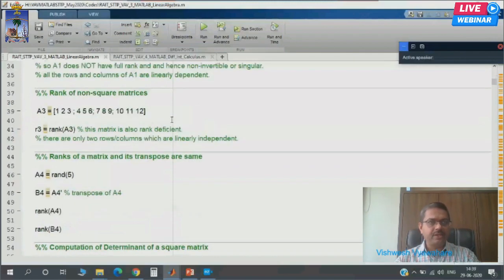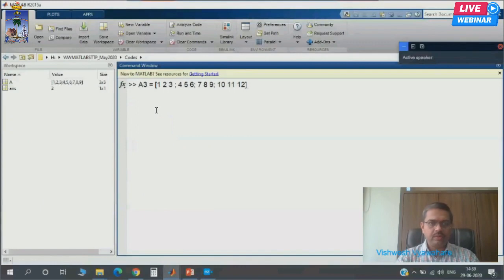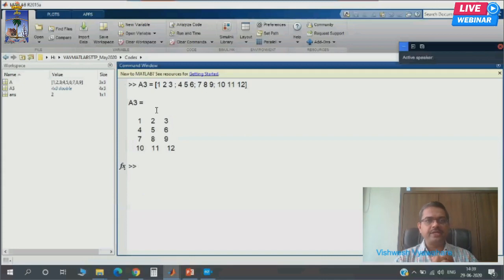Next we see the rank of non-square matrices. This is a matrix A, which has 4 rows and 3 columns. It's a 4 cross 3. Now I will find rank A. Okay, this is 2. So what does it mean? There is a maximum 2 cross 2 matrix here which has a full rank.